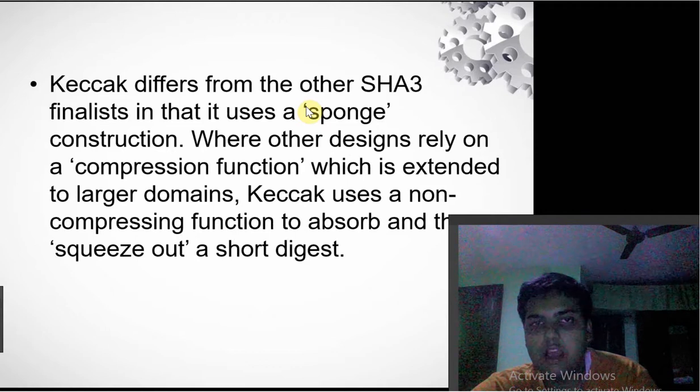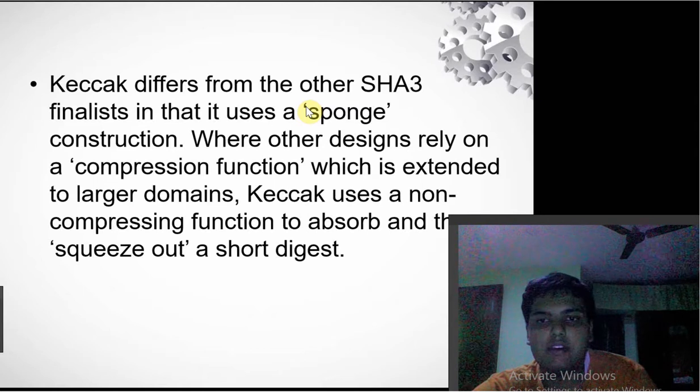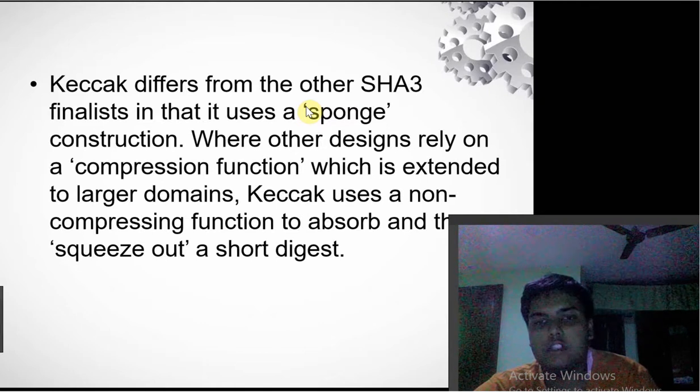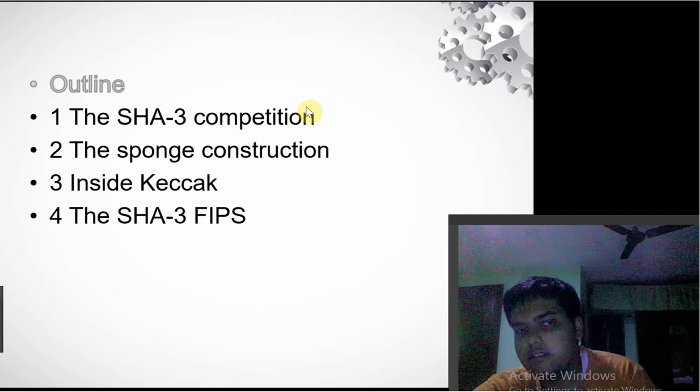The Keccak actually mainly differs from SHA3 because it uses a sponge construction. Here we can find that Keccak uses a non-compressing function that will absorb as well as squeeze out the short digest. The major concept we are going to discuss here is the SHA3 competition and the sponge construction, what is inside Keccak, and SHA3 FIPS.